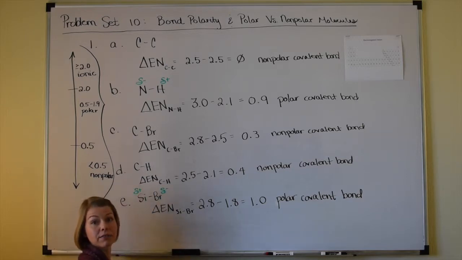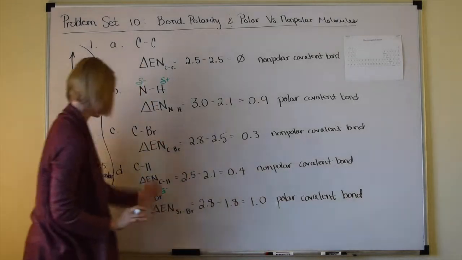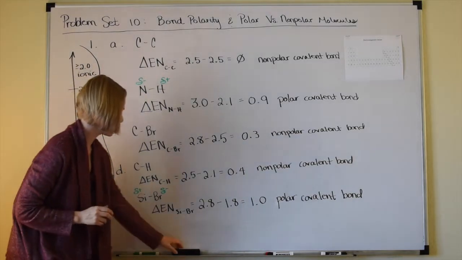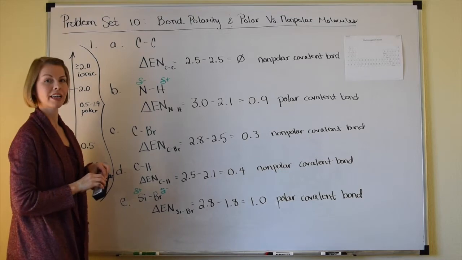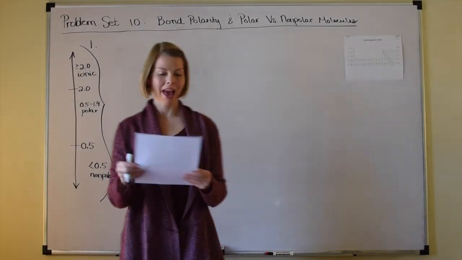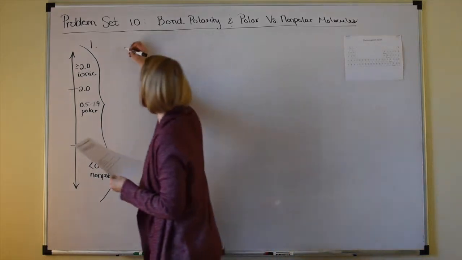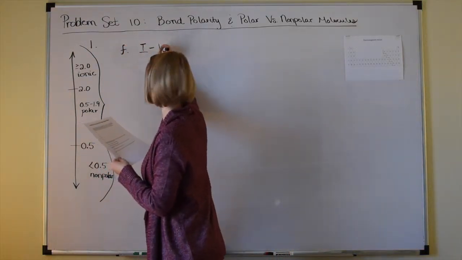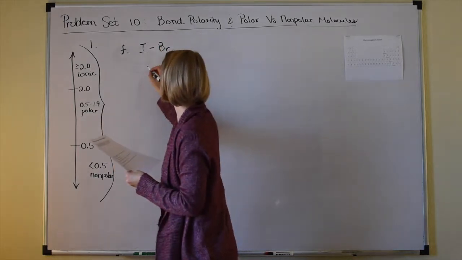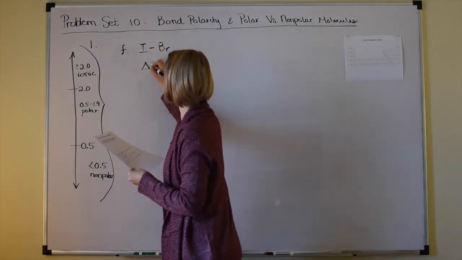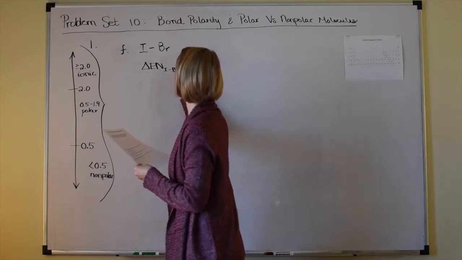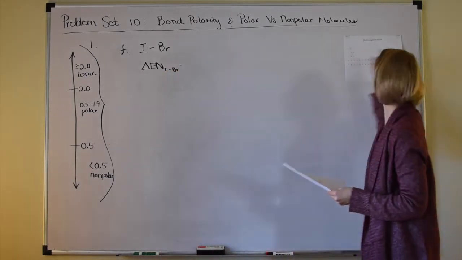Okay, I'm going to erase A through E so that we can go on and finish off number 1, F and G. Okay, F. It's an iodine bromine bond. So to calculate the change in electronegativity, you've got to look at the chart.